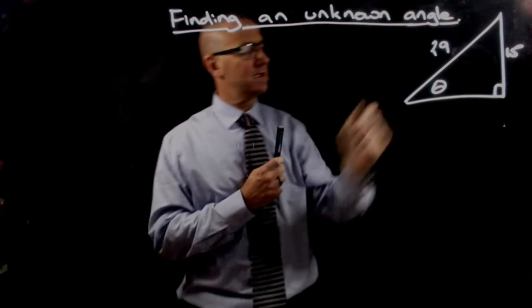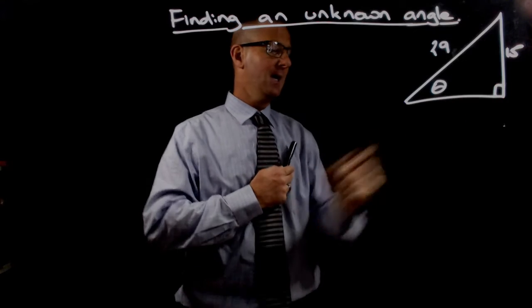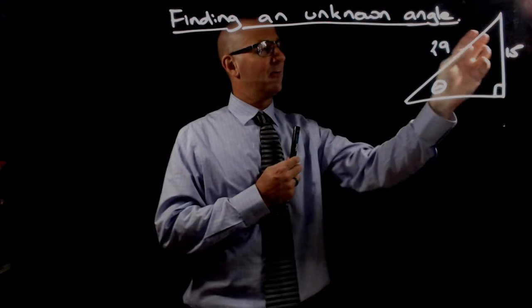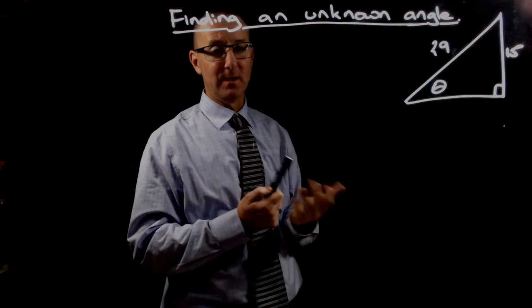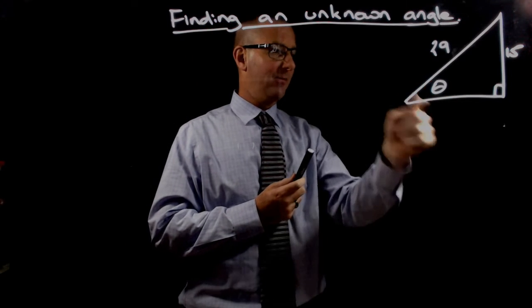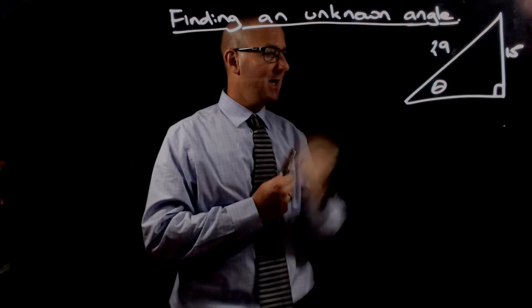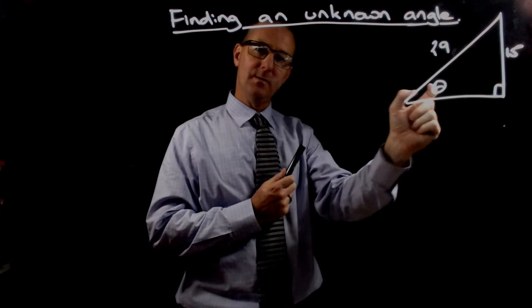So you can see in this triangle I've got a right angle triangle, I've got a hypotenuse of 29, and I've got one side length that I know, 15. I've got an angle here called theta. Okay, that symbol is called theta, and I need to try to find the angle theta.